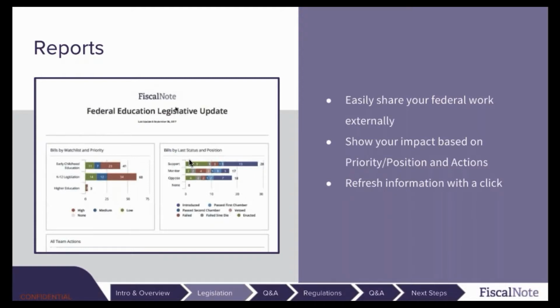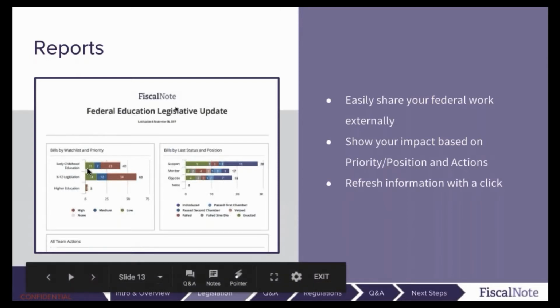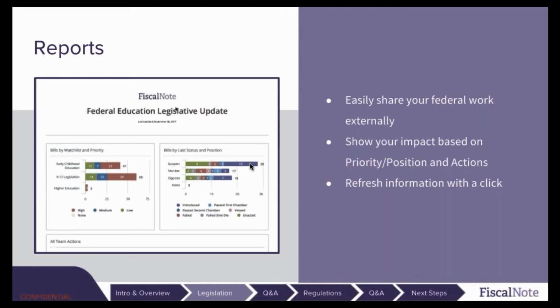In the picture on the left-hand side here, you can see the breakdown of my organization's stance on bills that we're following in three different issue areas: early childhood education, K through 12 legislation, and higher education. On the graph on the right-hand side, you can see a breakdown of the bill outcomes in comparison to our priority. You can see that 9 bills that we've supported here were enacted. That's great. However, 4 bills that we opposed were also enacted. So it gives you a broader sense of how we fared and what issues to focus on for next session.